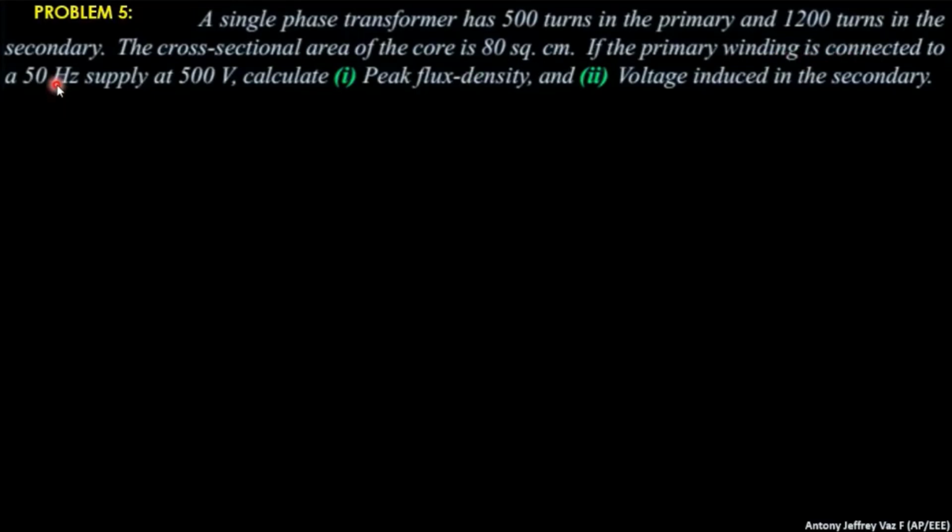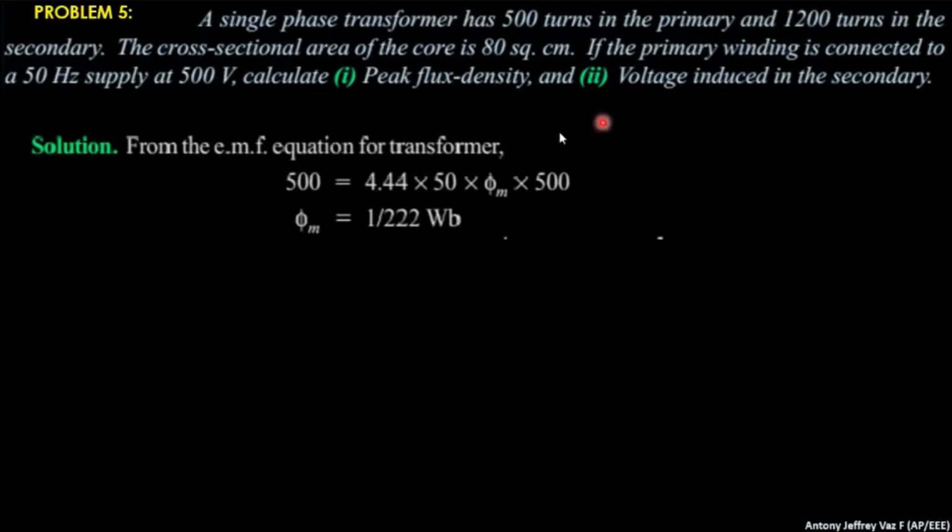The primary is 500 and the secondary is 1200 turns. The cross sectional area is 80 square centimeters. The frequency is 50 hertz and the primary voltage is 500 volt. You need to find the peak flux density, that is Bm, and the voltage induced in the secondary, which is V2. To find these, there is a simple formula: E1 is equal to 4.44 F phi M N1.